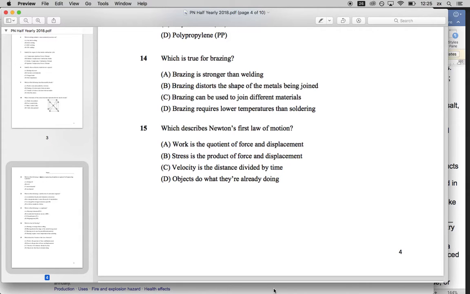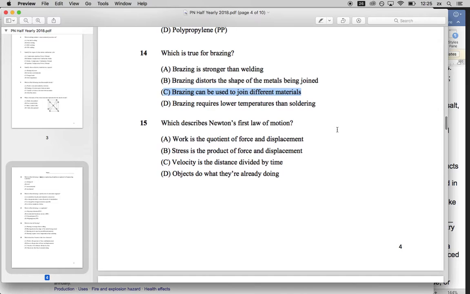It's not stronger. It doesn't really distort the shape. It can be used to join different metals, and it requires a lower temperature than welding but higher than soldering. So D is not correct either. So the correct answer is C.